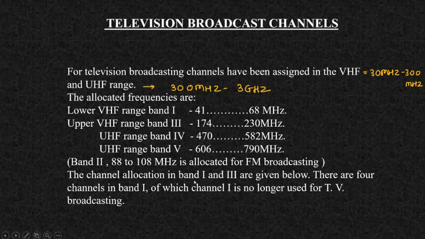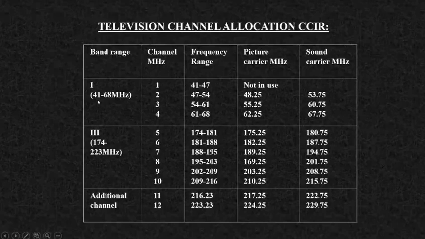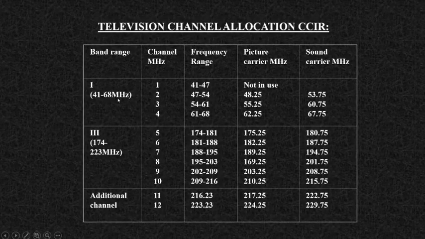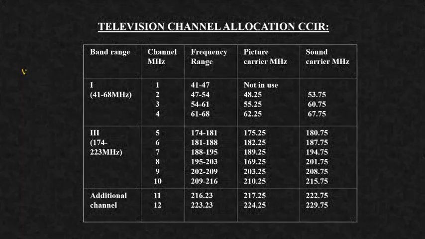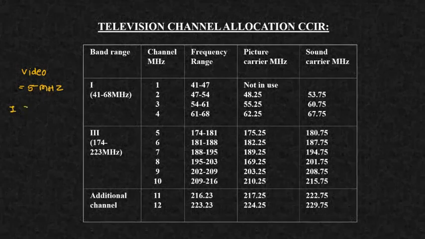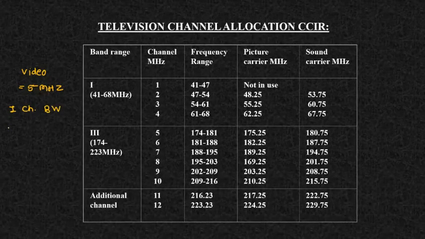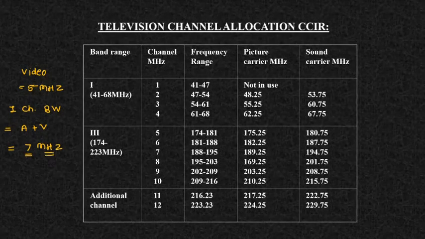You can see the channel allocation in band 1 and 3 given below. Here I have a separate table, where you can see how the allocation takes place. Here you can see your band range is 41 to 68 megahertz. I have already explained in the previous session what the video bandwidth is. If I talk about only the video, the bandwidth is 5 megahertz. But one channel completely will have audio plus video, so it is 7 megahertz. For each and every channel I must assign 7 megahertz of bandwidth.